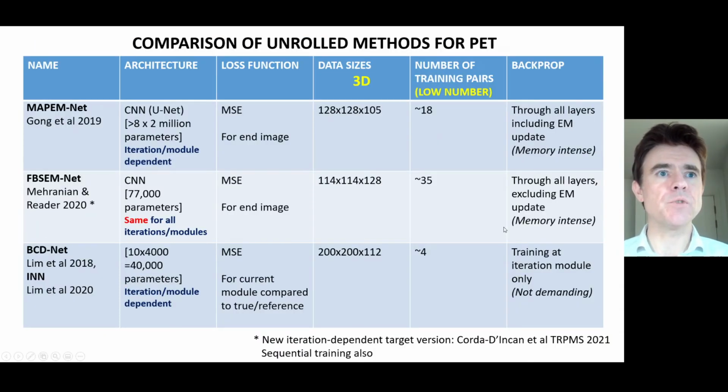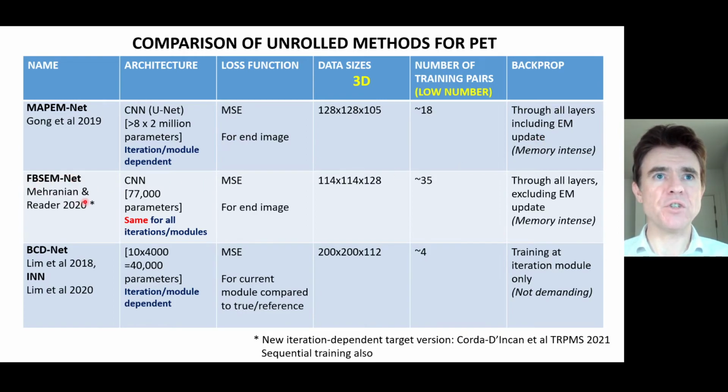So here are 3 or 4 of the main methods for positron emission tomography for unrolling iterative reconstruction. On the top there's the method of Gong, which is MapEMNet. Here he used a UNet for the CNN, involving about 2 million parameters per CNN, and he actually used an iteration or module dependent network. Okay, so that means according to the number of iterations being used, you need to have more and more parameters in your architecture. He used mean square error, did manage it for 3D and with relatively low training needs, but then impressively did actually back propagate through all the layers, including the EM update.